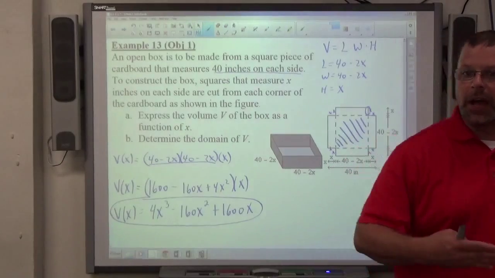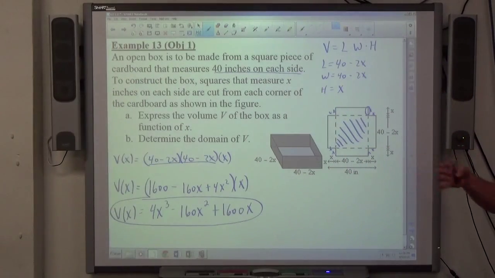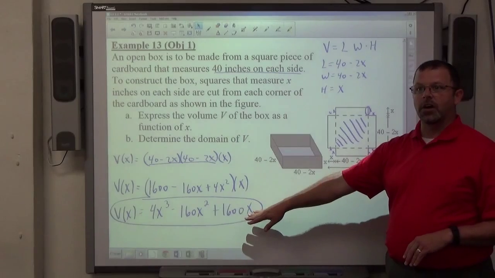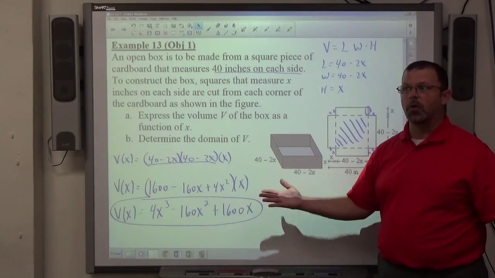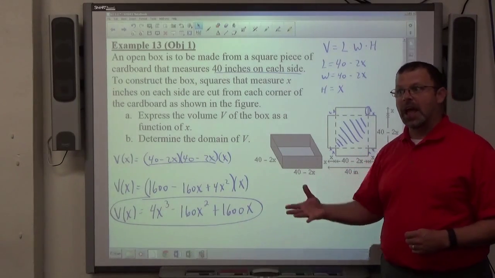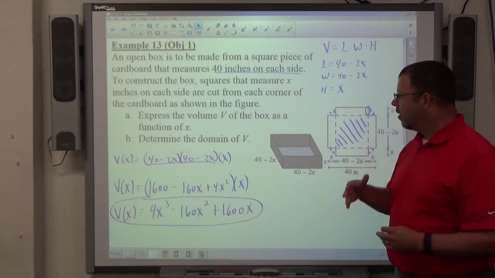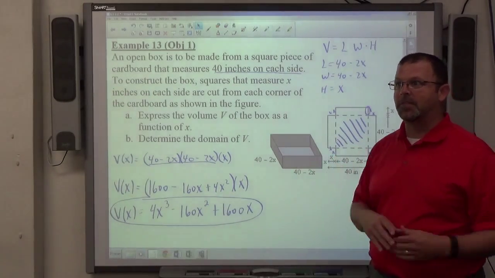Determine the length, width, and height of the rectangular solid, multiply them together completely algebraically. That's not the part that students tend to have so much difficulty with. The second part, the domain, is the part that messes people up. The domain of this polynomial function itself would be all real numbers, if it didn't have a geometric picture associated with it. The geometry of stuff is we can't have negative sides.